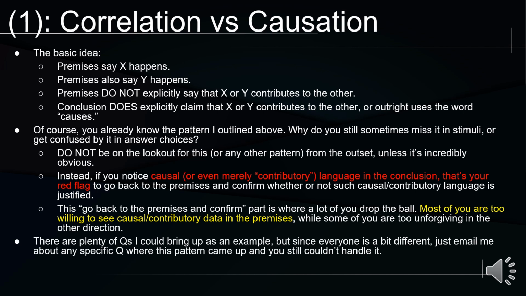So there's plenty of questions with this pattern that I could bring up as an example, but since everyone's kryptonite regarding this issue is a little bit different, just email me about any specific question where you came up against correlation versus causation. You tried some of the things that I suggested here in terms of waiting until you got to the conclusion to see the red flag, then going back and reassessing the premise language. You did that, still didn't work. I might be able to help you. Just not in an abstract context. I might need something more specific for you.